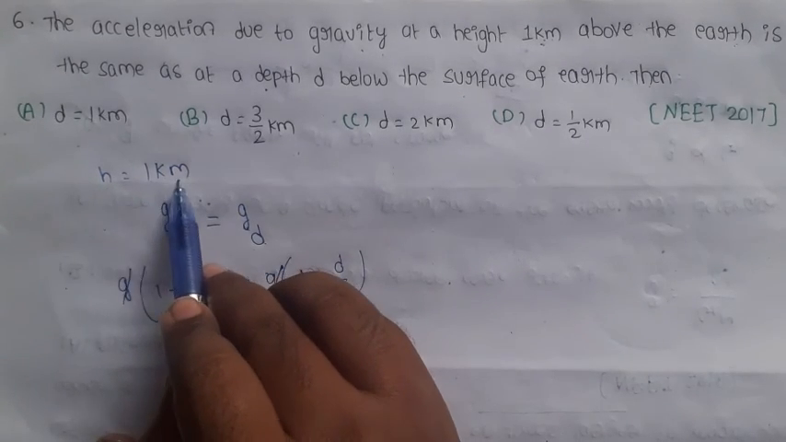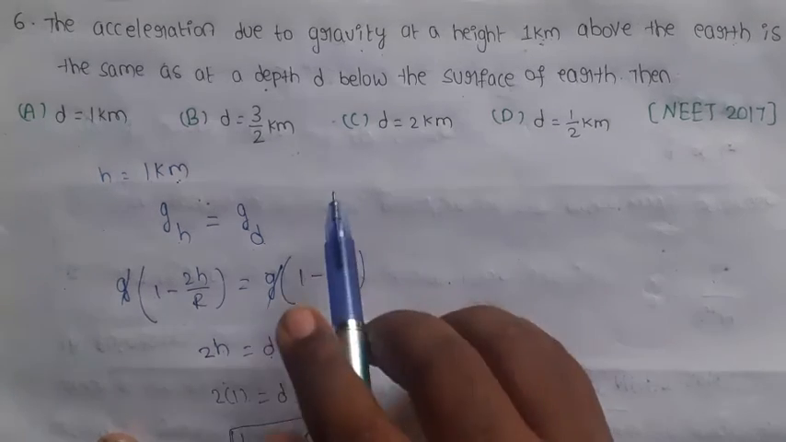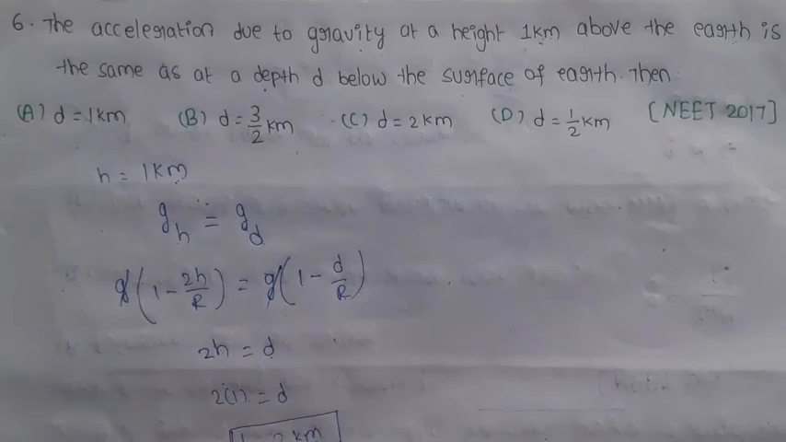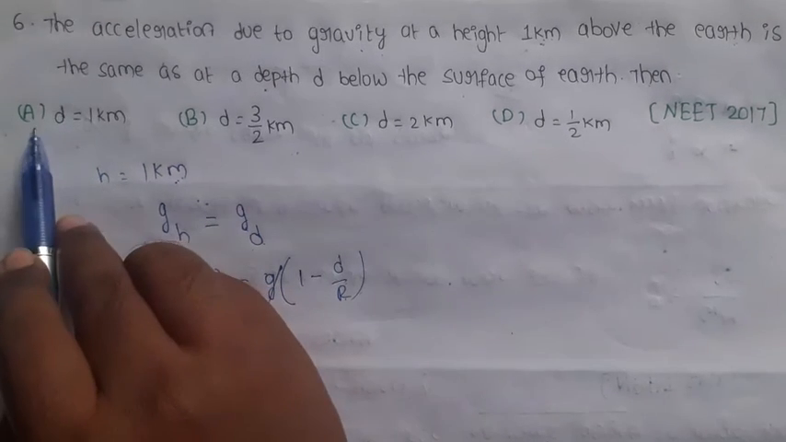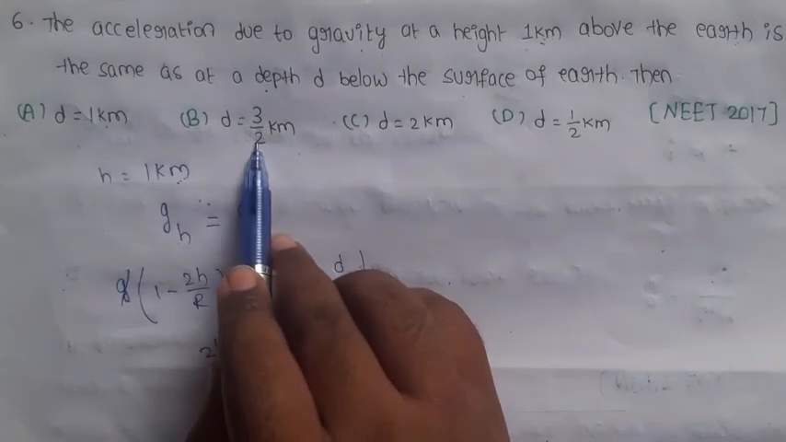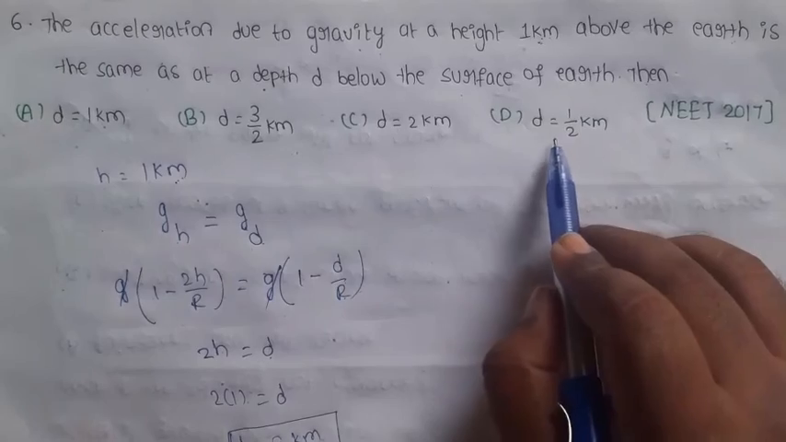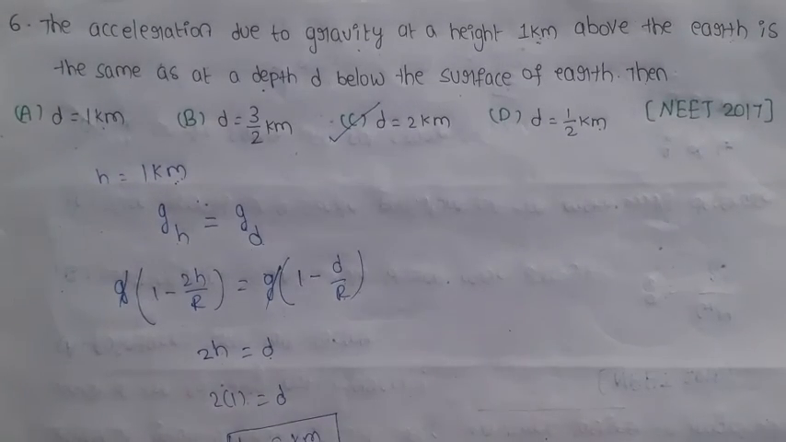At height equal to 1 kilometer and depth 2 kilometers, the acceleration due to gravity values are the same. Okay, so the answer is depth equals 2 kilometers. See the options. Option A 1 kilometer, option B 3 by 2 kilometer, option C 2 kilometer, option D 1 by 2 kilometer. So option C is correct, 2 kilometers.